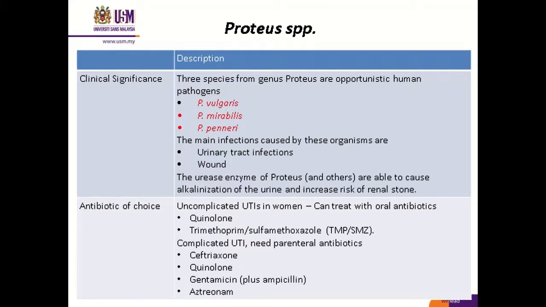For uncomplicated UTI in women, we can treat with oral antibiotics. Other antibiotics of choice are quinolones and Bactrim. And for complicated UTI, we need to use parenteral antibiotics such as ceftriaxone, quinolone, gentamicin plus ampicillin, or aztreonam.